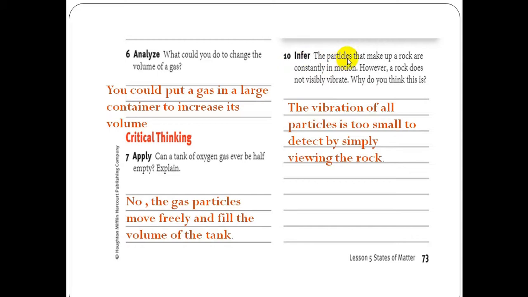Question 10. The particles that make up a rock are constantly in motion. The rock particles are always in motion. However, a rock does not visibly vibrate. Why don't we see the rock vibrate? What do you think this is? Because the vibration of the particles is too small, as we said, to detect by viewing the rock. The motion or the vibration is too small, and of course you will not see it only by your eyes.